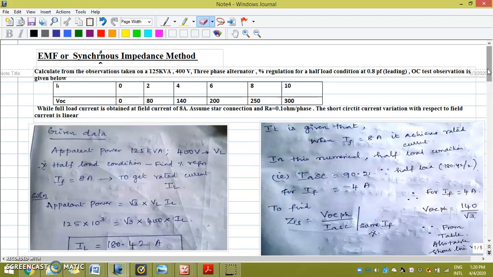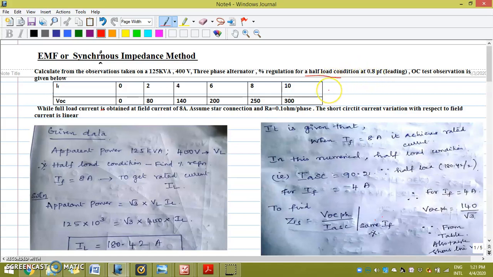Sridhar sir here. In this session, we will be seeing a numerical, how to solve a numerical using the EMF or synchronous impedance method. Let me read the numerical. Calculate from the observations taken on a 125 kVA, 400 volt, 3-phase alternator its percentage regulation for a half load. This is the requirement, and they have given 0.8 power factor leading.